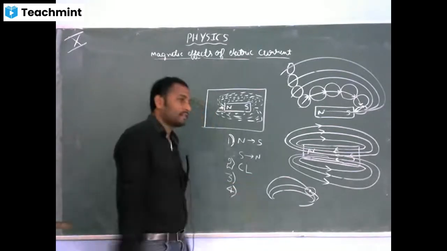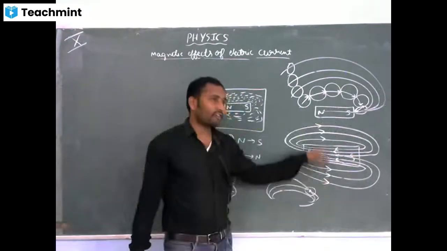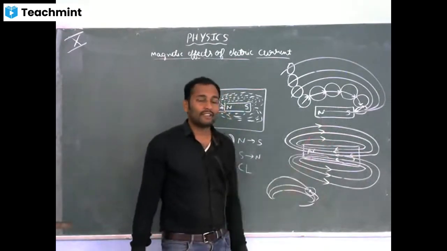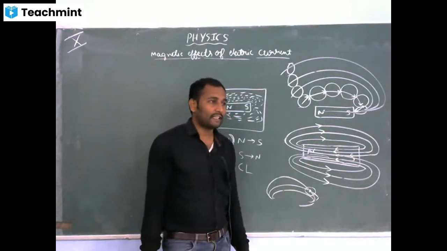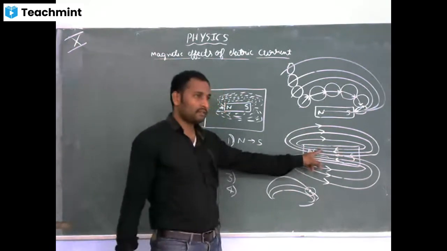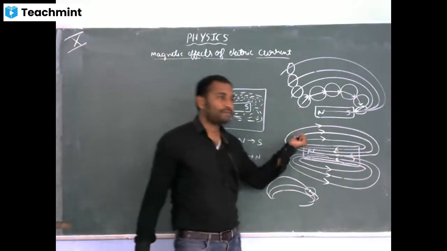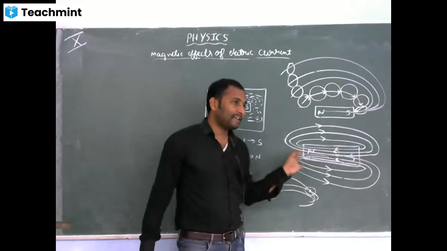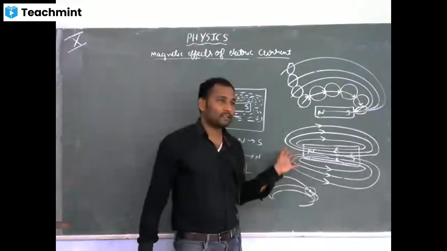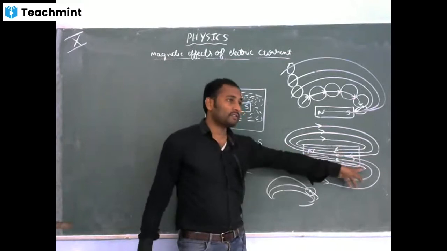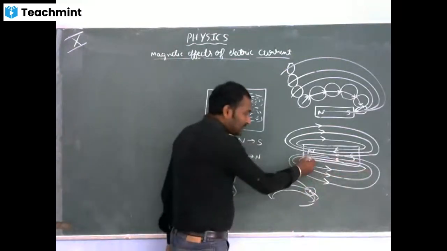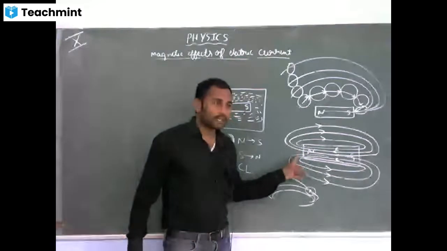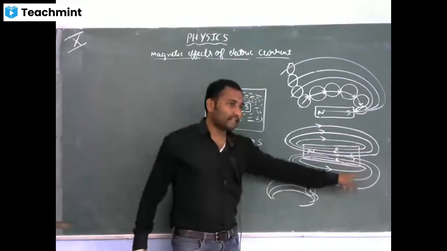Next, the fourth point is that the degree of closeness of magnetic field lines gives the strength of the magnetic field. How close the magnetic field lines are, that much strength it will have. Clear? Can you see from the figure where the magnetic field lines are closer? Near the south pole and north pole. This is north pole, this is south pole. So at the poles, the magnetic field lines are closer.